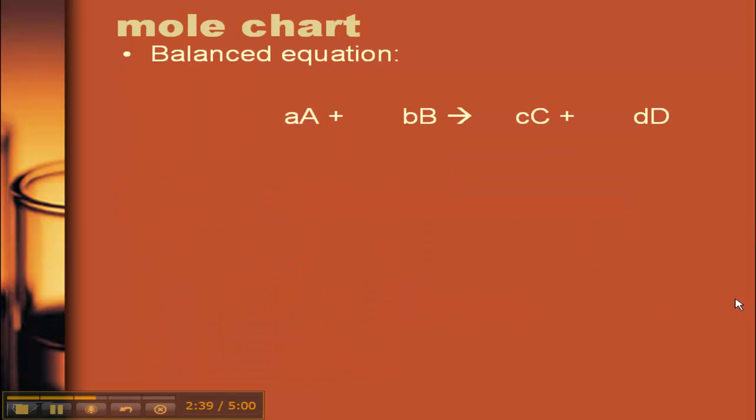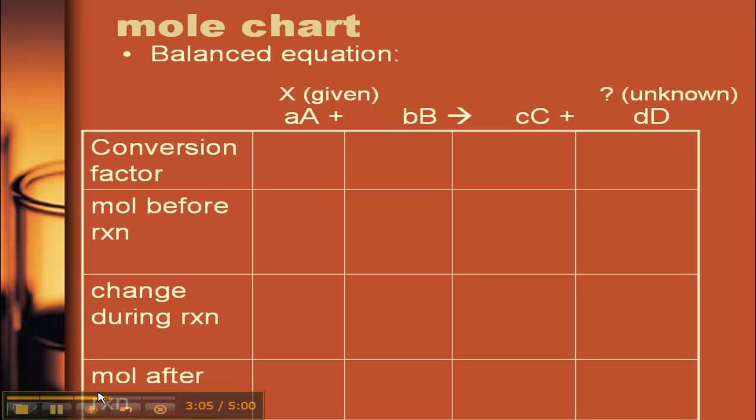So let's look at a mole chart. Again, here's our balanced equation in generic form. When you label your equation, X will be what you're given in the problem, and then let's say we're trying to find D, that'll be our unknown. So this will depend on your problem itself. We're going to label that on our equation so we don't have to keep going back and reading our problem every time. And then your mole chart is going to look like this.